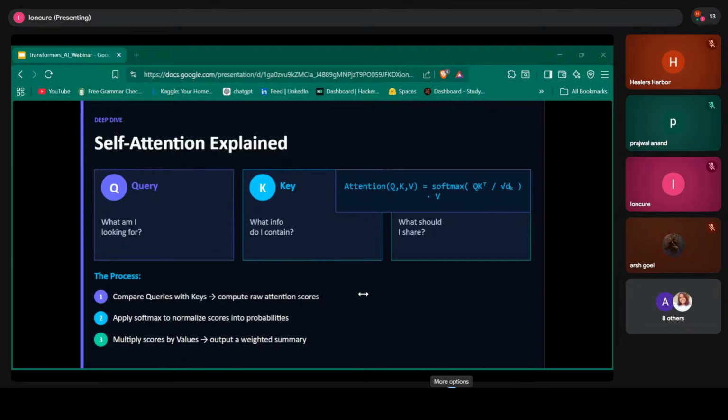The formula on the screen captures this mathematically, and here softmax is used for normalization, which helps to make the sum one, and the square root is used to prevent the scores from getting too large. So you don't have to worry about the math if it looks intimidating. The intuition is simply simple. It's like: find what's relevant and focus on it, ignore the rest.